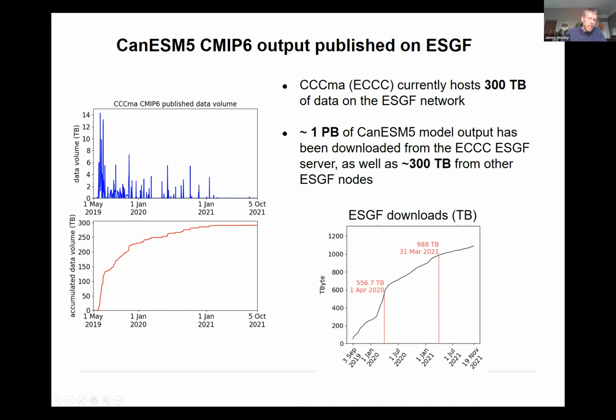The plot down on the bottom left shows the accumulated volume published over time. So it's got up to about 300 terabytes of CanESM5 output that we host on our CCCma ESGF server. And approximately a petabyte has been downloaded worldwide from this server, and about 300 terabytes from replicas. In other words, the same data just replicated. Some of the same data is replicated on other ESGF nodes. Michael, could you go to the next slide?